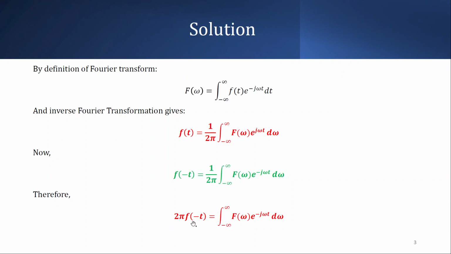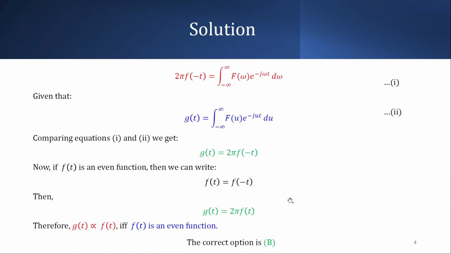So you get 2 pi f of minus t is equal to the integral from minus infinity to infinity of F of omega e to the power minus j omega t d omega. Right? Now let us compare these two expressions. If you compare these two expressions, they are exactly the same. Only there's a variable; you can always put u instead of omega. If you do that, then you see equation 1 and equation 2 are exactly the same.